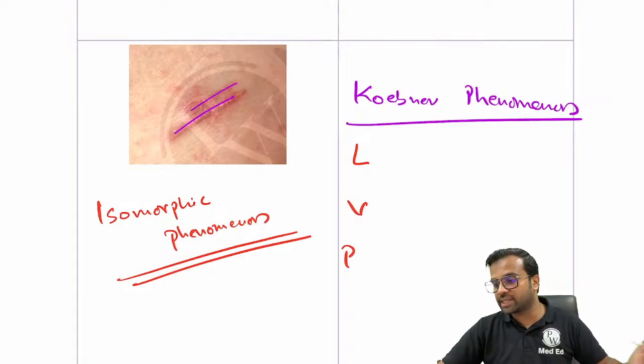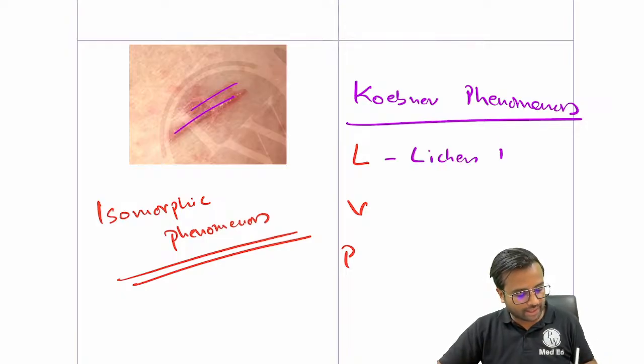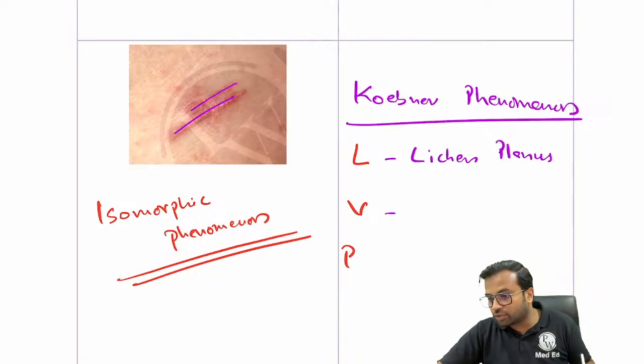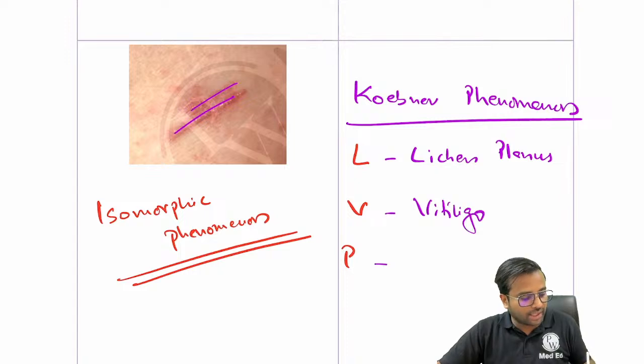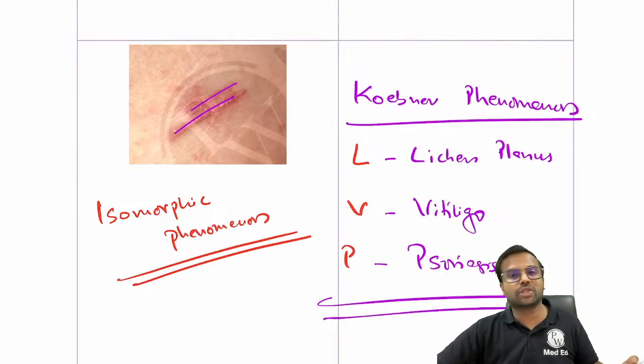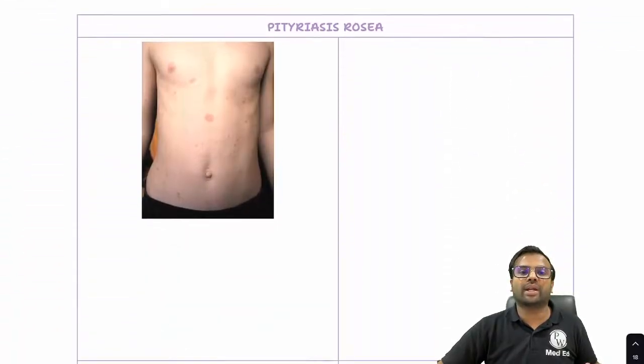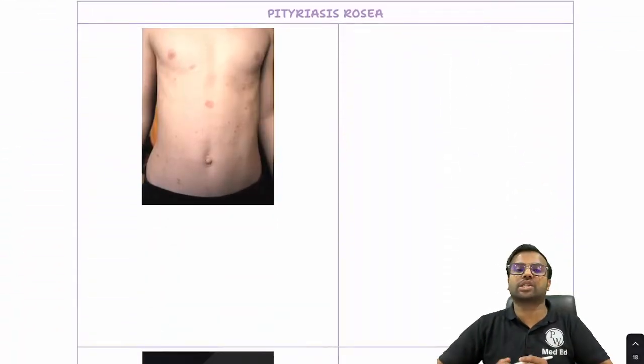LVP, what is it? What is L? L stands for lichen planus. How about V? V stands for very good, vitiligo, and P stands for psoriasis. So these are the diseases which show Koebner phenomenon, a very important phenomenon, which has been a previous year MCQ as well. Yeah. So now let's see what happens in Pityriasis rosea.